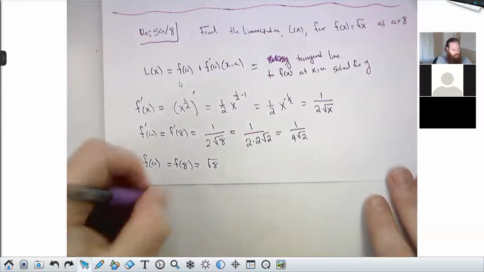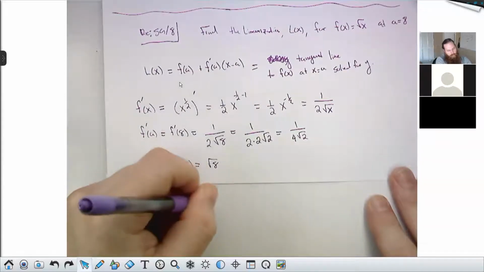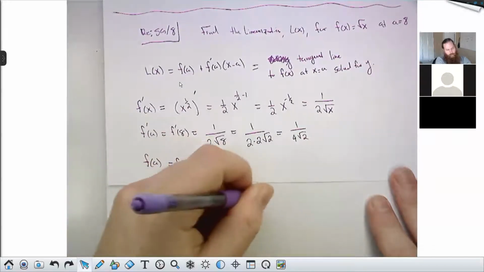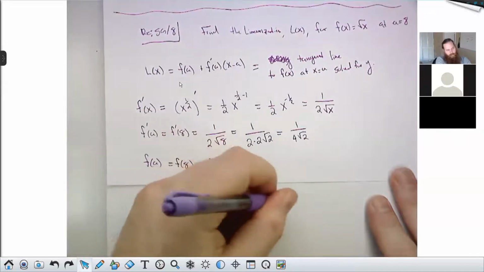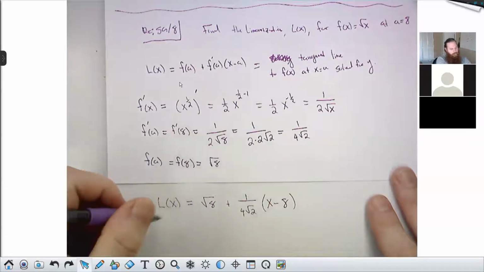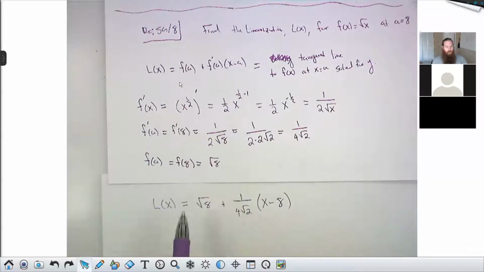So with all this stuff, I can write down what the tangent line would be or what the linearization is, however you want to think of it. L of x would be the square root of 8 plus 1 over 4 square roots of 2 times x minus 8, which is the same thing as the tangent line. Just solve for y, right? It's a linear function. The slope comes from the derivative, and you go through the point a, comma, f of a.